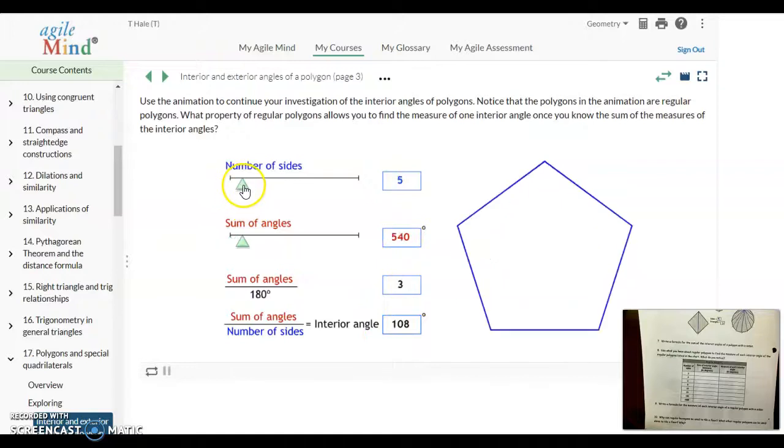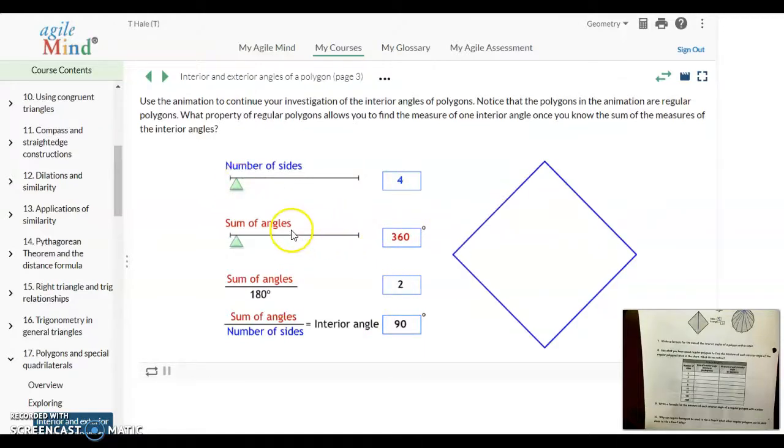So notice as I increase to a quadrilateral, the sum of the angles went up as well. Remember, we formed 2 triangles by 1 diagonal, and 2 times 180 is 360. So all 4 angles add up to be 360 since there's 2 triangles at 180 degrees each. If we wanted to find out what each of the 4 angles had to be, we would take that sum and divide by how many angles there are, which is the same as the number of sides. So 360 divided by 4 tells me each interior angle is 90 degrees.